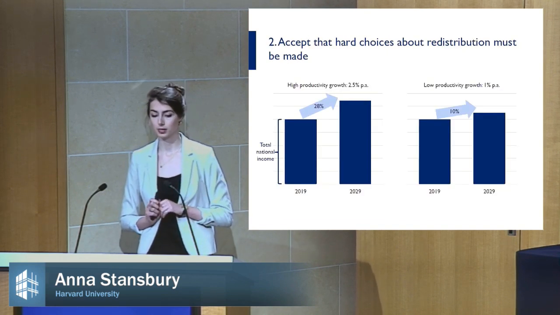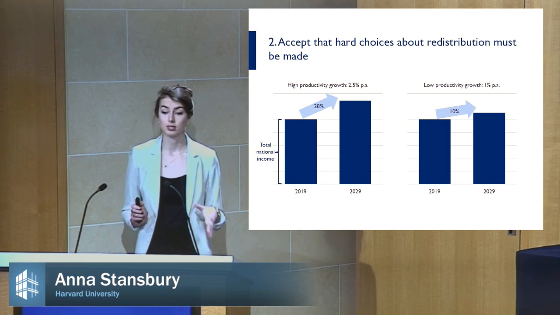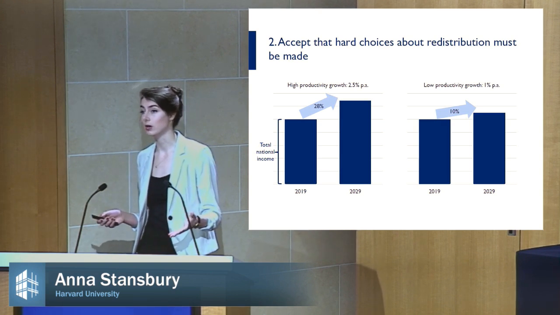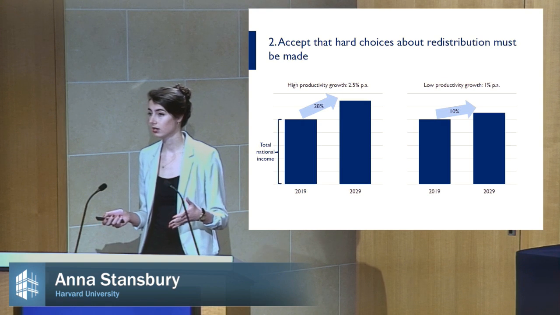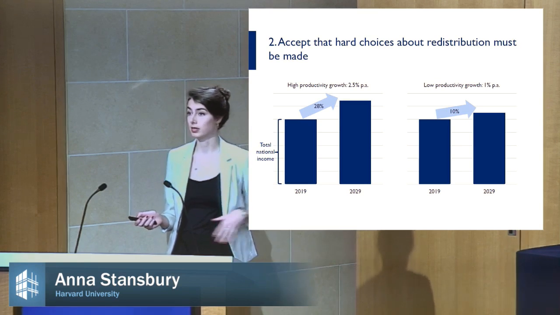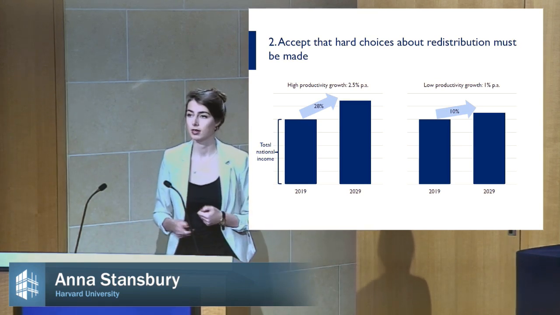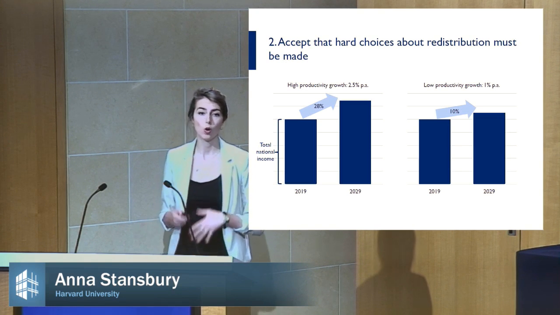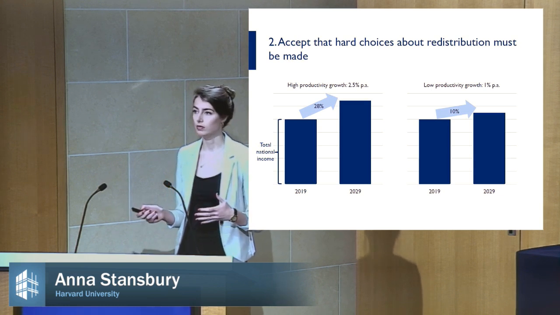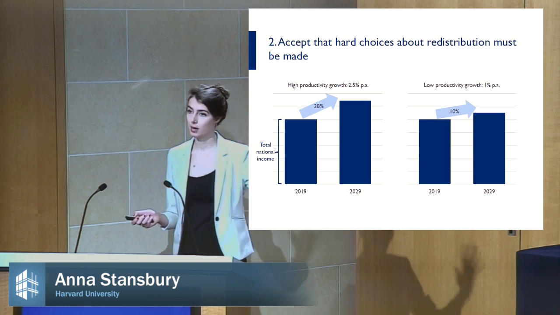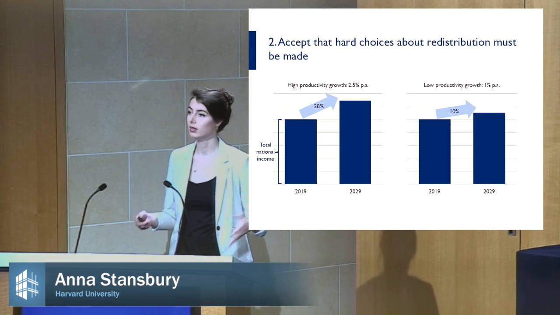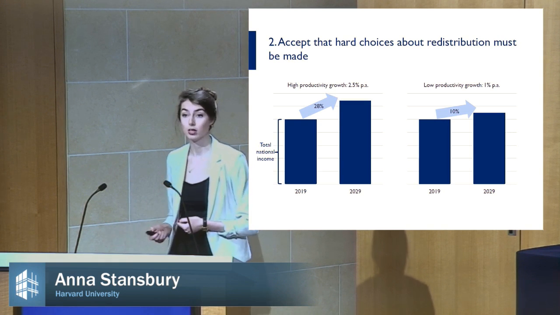And that leads to my second principle. We need to accept that hard choices about redistribution must be made. It's somewhat trite to observe that in a world of lower productivity growth, we'll have fewer resources, but I think the magnitude is worth dwelling on. Let's compare 2 rates of labour productivity growth. 2.5% a year is the rate the US saw in the 50s and 60s, or in the late 90s and early 2000s. 1% a year is what we've seen in the last 10 to 15 years. In the high productivity growth world, over 10 years, total national income grows by more than a quarter. In the low productivity world, total national income grows by about 1/10.